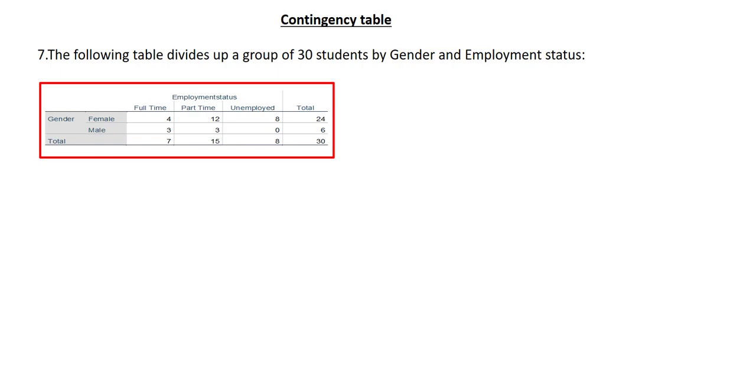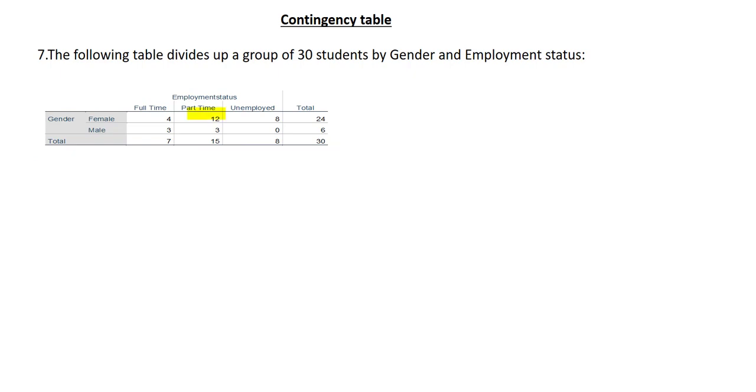For example, in that cell, we can see the number of females that are part-time, or in this cell, we can see the number of males that are full-time. Then we can take the totals across the rows and down the columns, and we get a grand total of 30, which shows us how many students we have in this case.